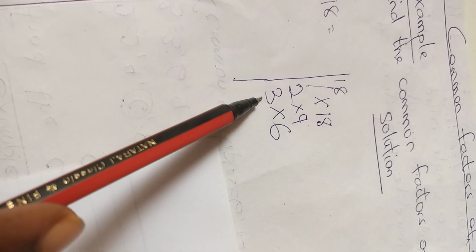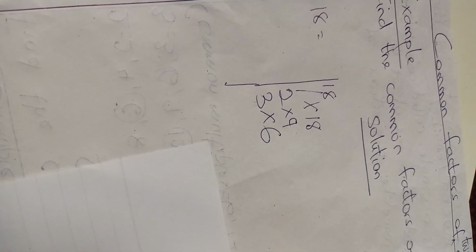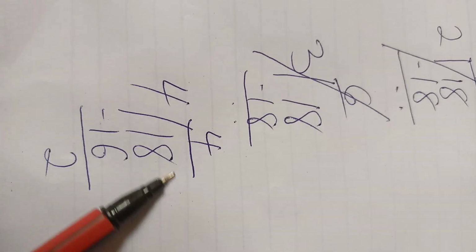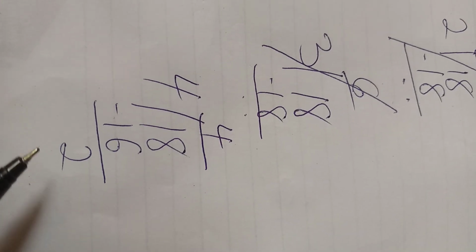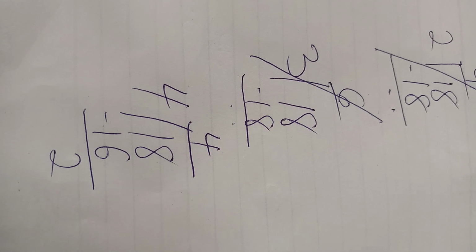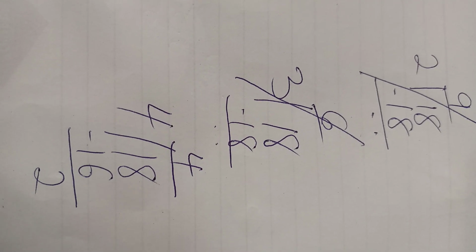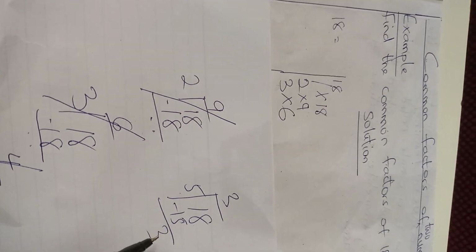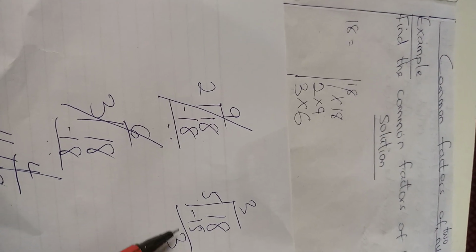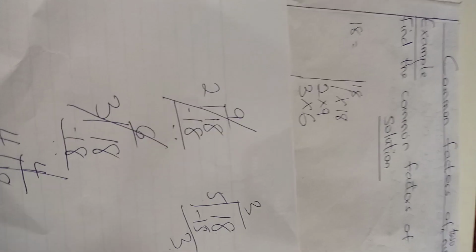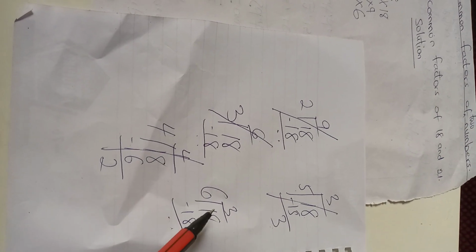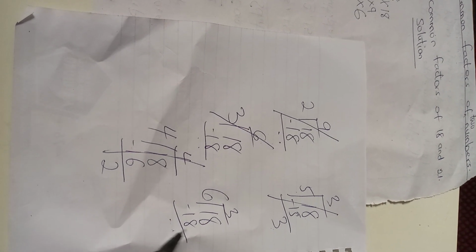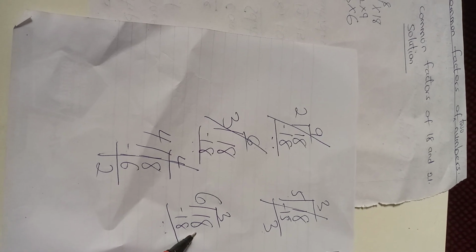So after trying number 3, I'll go to the next number, which is 4. But here, 4 cannot divide 18 without remaining. So I'm not going to make use of 4. I'll go to the next number, which is 5. As you can see, 5 is not a factor of 18 because it is remaining. So after 5, I'll move to the next number, which is 6. And here you can see that 6 can divide through 18 without remaining. So 6 is a factor of 18.